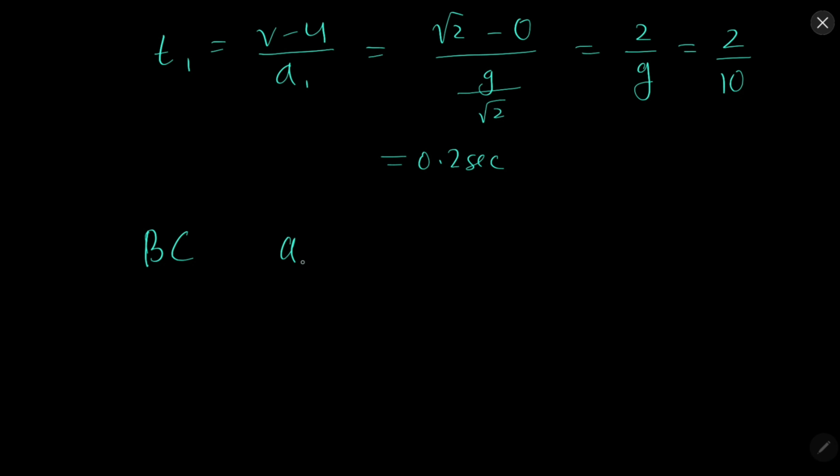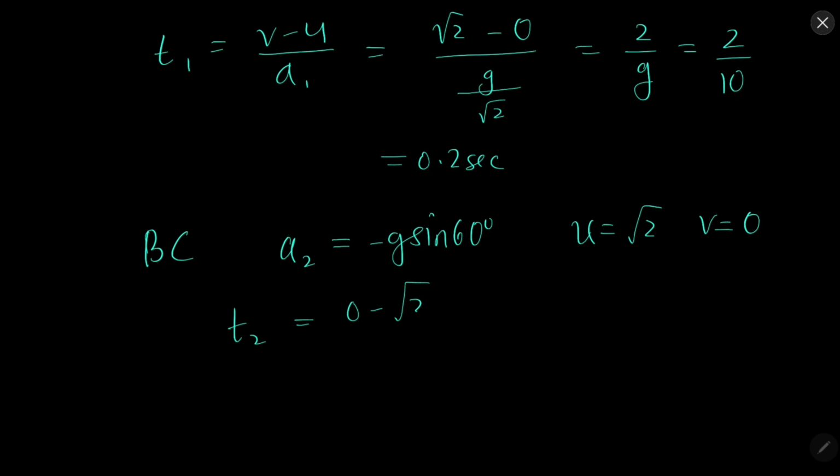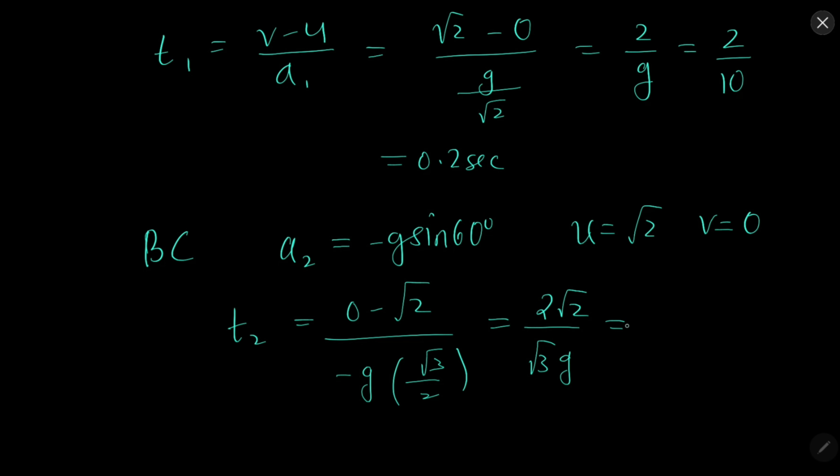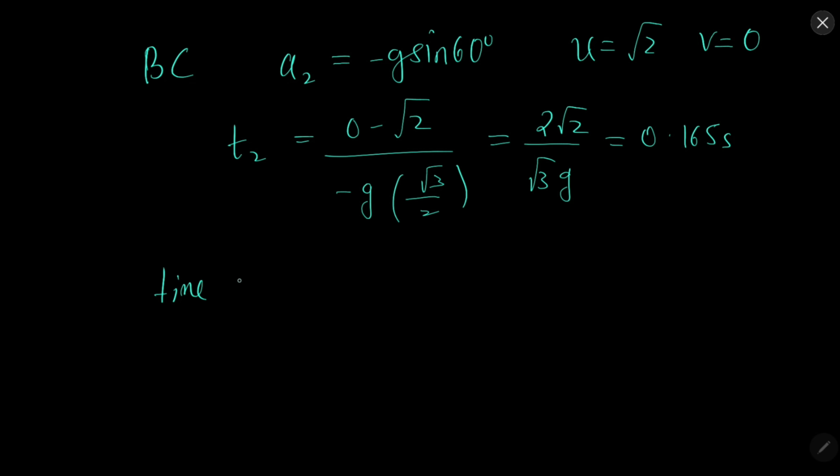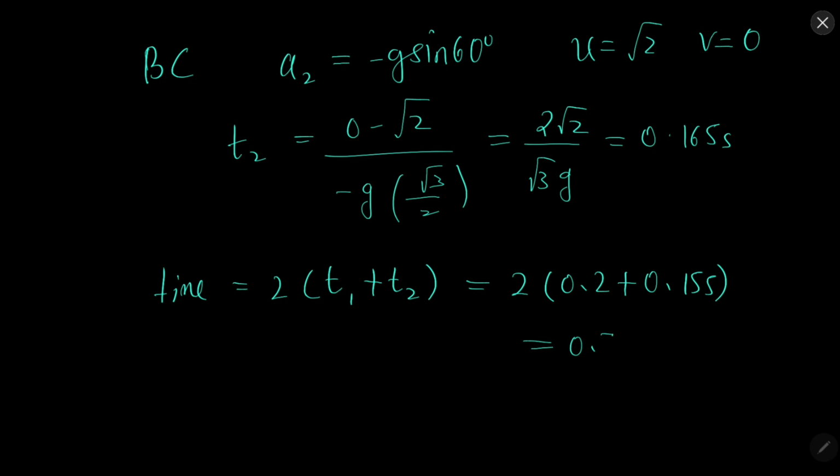And for the BC part, a2 will be minus g sin 60°, U will be √2, V will be 0, T2 will be 0 minus √2 over minus g √3 by 2, that is 2√2 over √3 g. It will give us 0.165 seconds. So time period will be twice of T1 plus T2 because it will have to move 2 times. So 0.2 plus 0.155, it will give us 0.71 seconds.